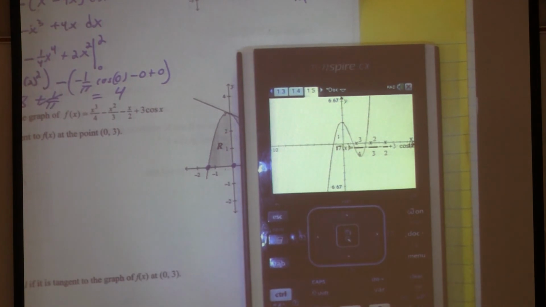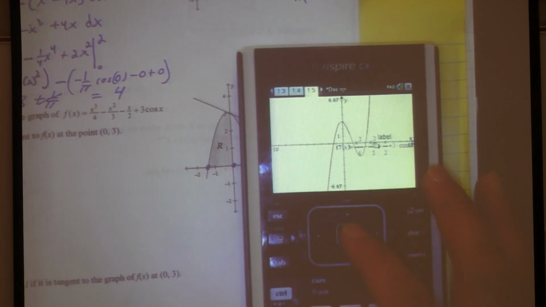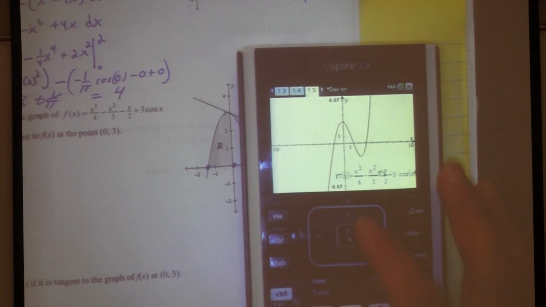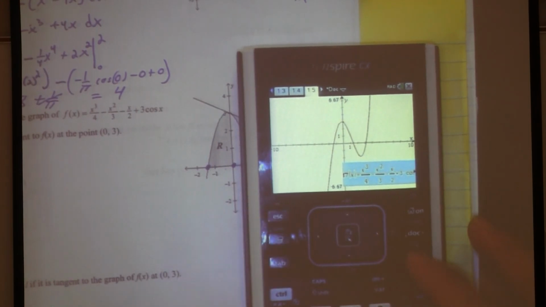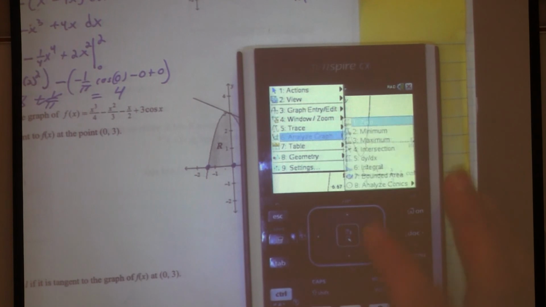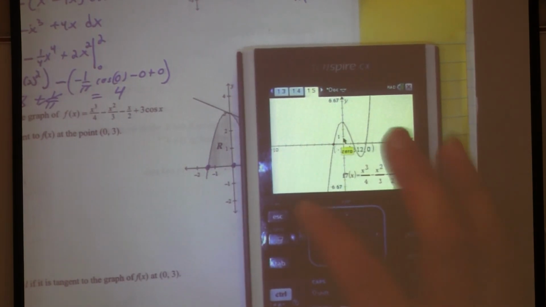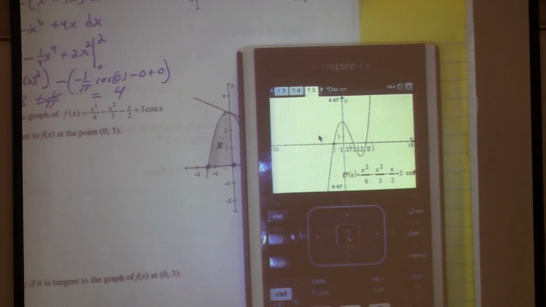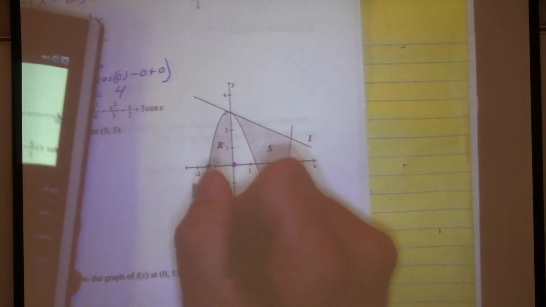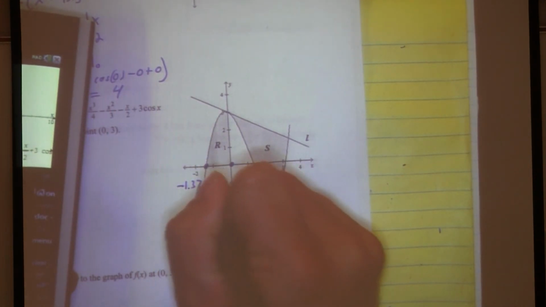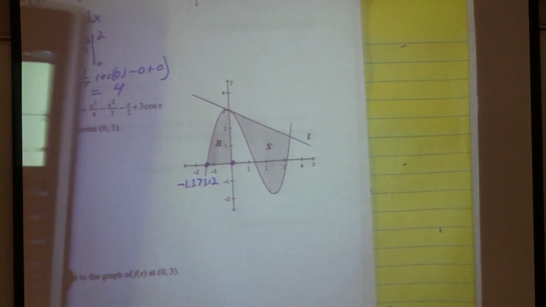Alright, so we need to find those intercepts, right? How do you want to do it? You want to do it one at a time? You want to do all of them? One at a time? What did you say? Menu? 6? 1? Alright, so let's find this first one. Get on the left, move it to the right. And what do we end up with? Write as many decimals as you can. Negative 1.37312. Good.